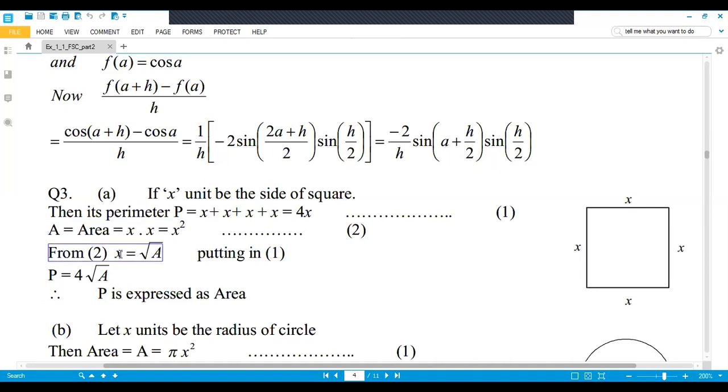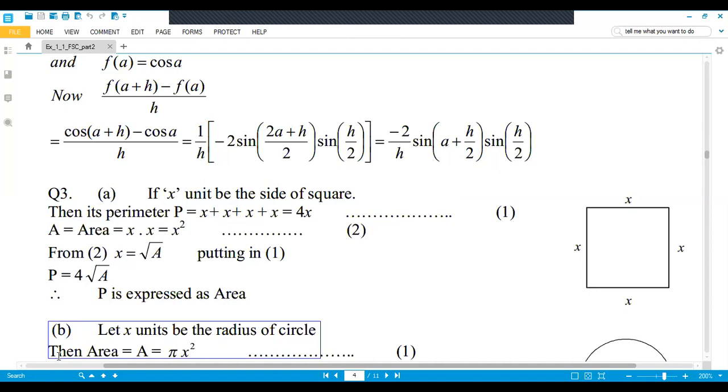Look, from equation 2, from the area, we get the value of x, and this value of x we put in the parameter. So look, the parameter equation is what? P is equal to 4x, and x we already found is equal to under root a. So P is equal to 4 under root A. So P is expressed as area. This is the required question, that you have to express the parameter of a square as a function of its area.